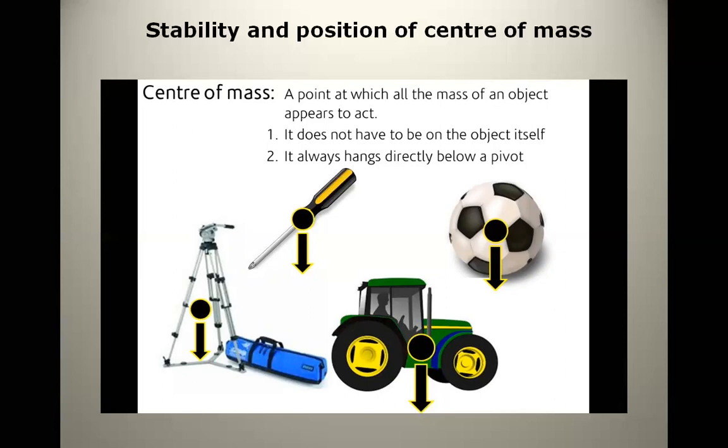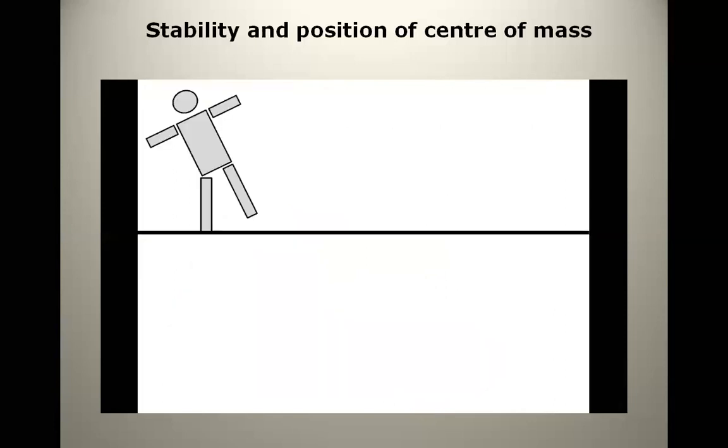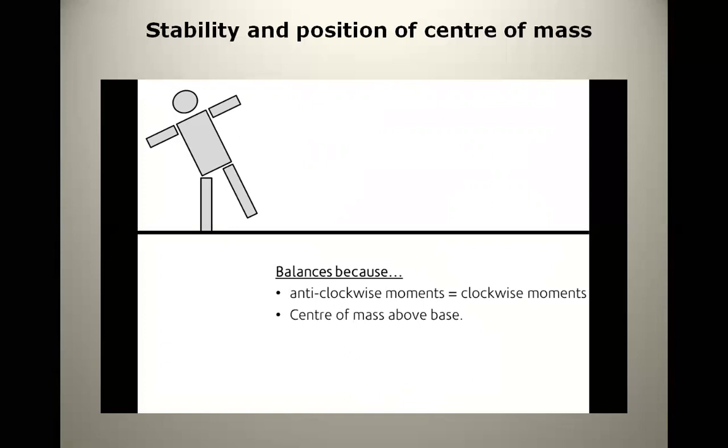So if we look at stability, let's consider a person. If you go up on one leg, then you stand, you tend to naturally lean, put your foot out the opposite way. The reason you balance is because of moments. Your anti-clockwise moments, so the turning effect anti-clockwise equals the turning effect clockwise. If you remember, a moment is equal to the force times the distance from the pivot. Also, your center of mass is directly above the base. If that wasn't true, you wouldn't balance.